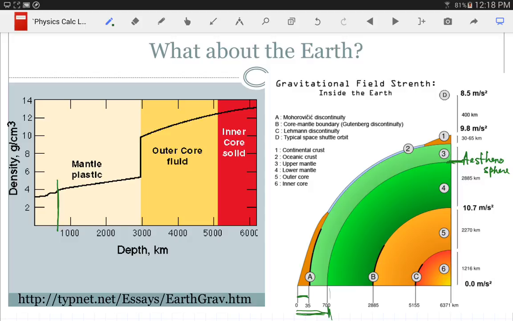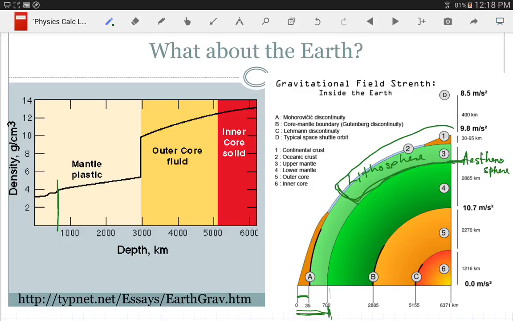So if we have tectonic action, that is, if we have pieces of the surface of the earth floating around, those pieces have to be everything that's up above here, above the asthenosphere. So this stuff up here put together is called the lithosphere.